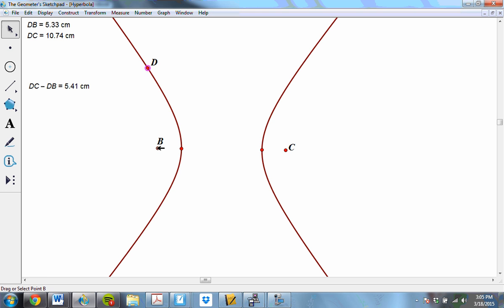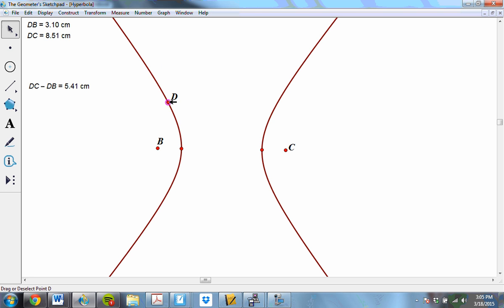The distance from here to here is dB, 5.33. The distance from here to here is dC, 10.74. And as this point moves, you'll see these values both decrease as I get closer and closer, but this one stays constant. The difference of the distances is always the same, 5.4, 5.4, 5.4.